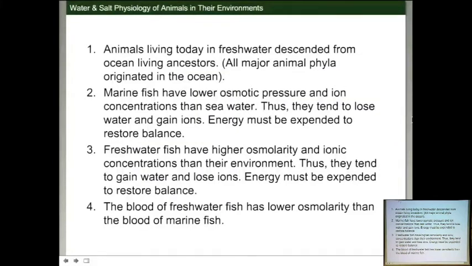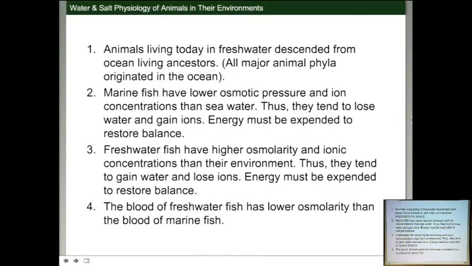And a few other points here. Marine fish, fish that live in the ocean, have a lower osmotic pressure and ion concentrations in their blood than seawater. So they tend to lose water and gain ions. Since they're lower osmotic pressure, water tends to leave into the ocean, and their ionic concentrations are less than seawater, and so ions tend to enter in. So these passive diffusion challenges have to be met, controlled by energy-demanding processes.